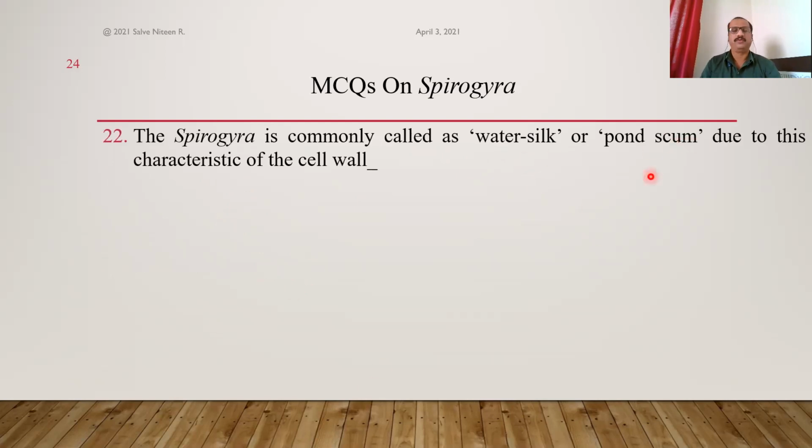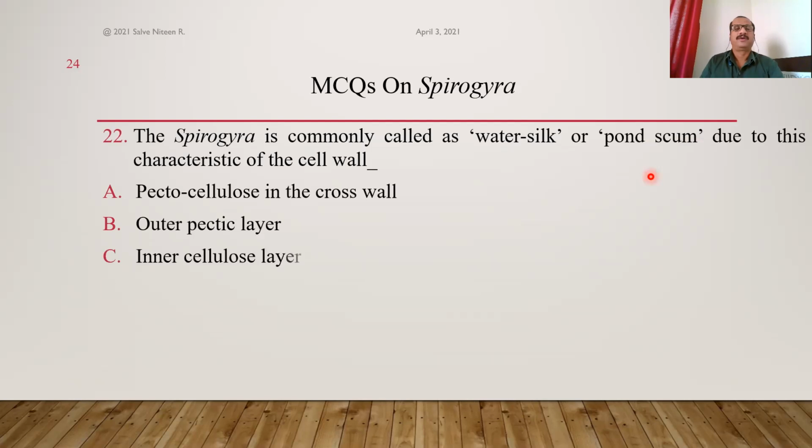Why is it called so? Due to a characteristic feature of the cell wall. We studied that the cell wall is made up of an outer layer of pectose, an inner layer made up of cellulose, and the cross wall, which is also called the end wall, made up of pectocellulose. It is equivalent to the middle lamella.